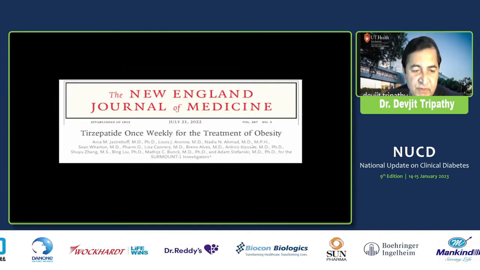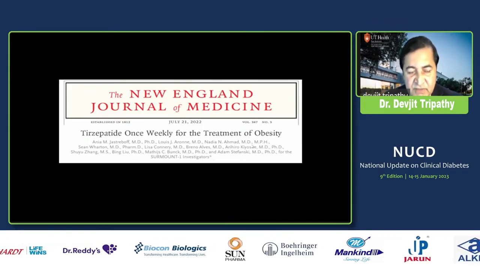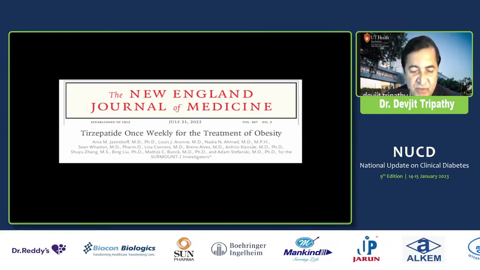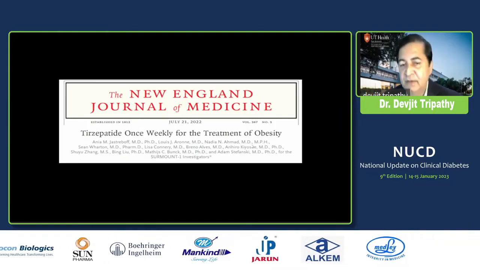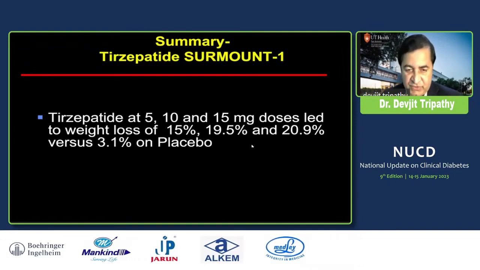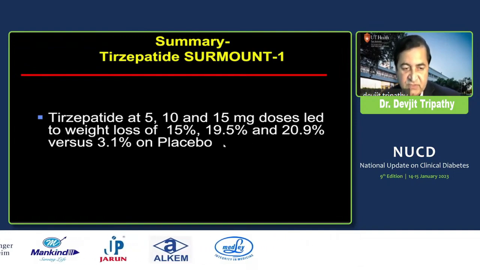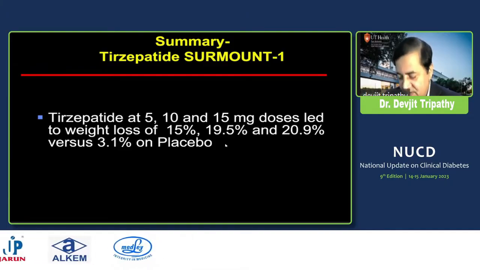Now, this is a study on non-diabetic obese patients. This drug is not yet approved for obesity, but a lot of people are using it off-label for obesity. So in non-diabetic obesity, it shows a greater weight loss, 20%. This is consistent across all studies. You see greater weight loss in non-diabetic subjects than diabetics.